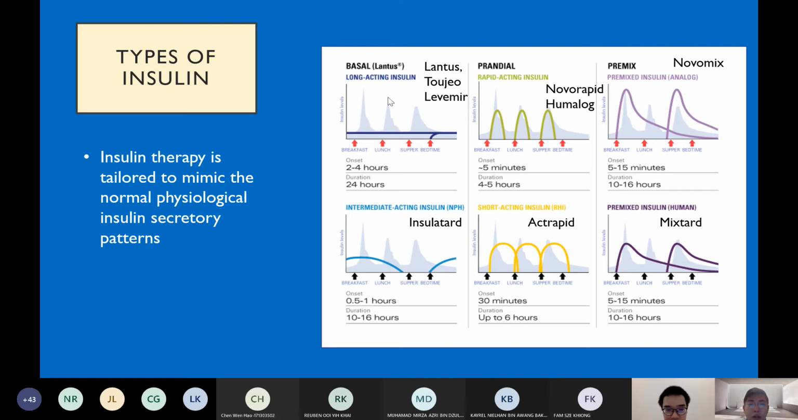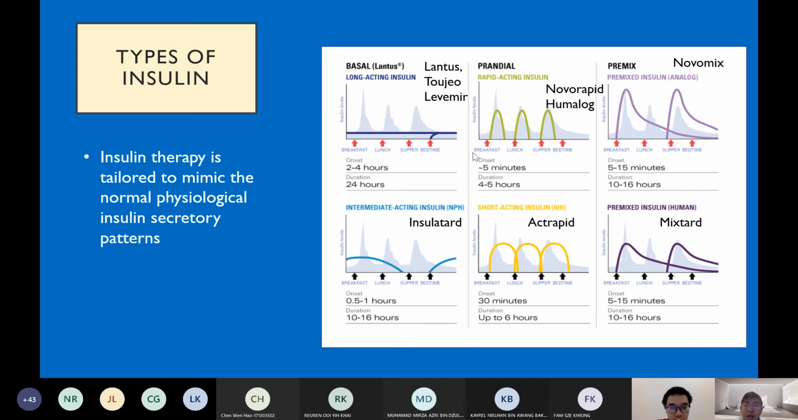Whereas the newer generation of insulin analogs, such as your Novorapid and Humalog, are your rapid-acting insulin and have a much faster onset. So patients who are using Novorapid or Humalog can actually inject the insulin immediately before their meals. And usually the duration of action is slightly shorter than your short-acting insulin.